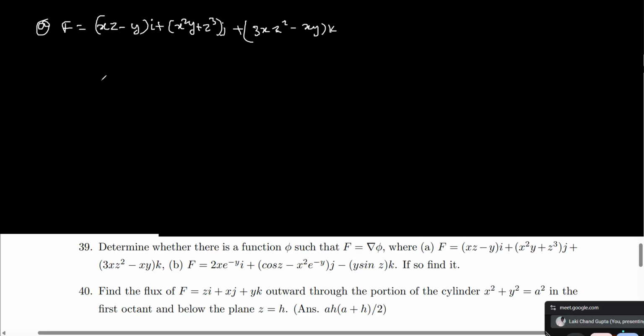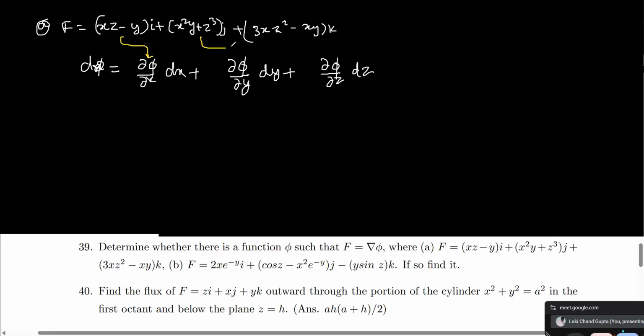See, I tell you, use this formula. You remember this? Del phi by del x, del phi by del y, del phi by del z. Right? What is del phi by del x? This is del phi by del x, del phi by del y, del phi by del z. Right?